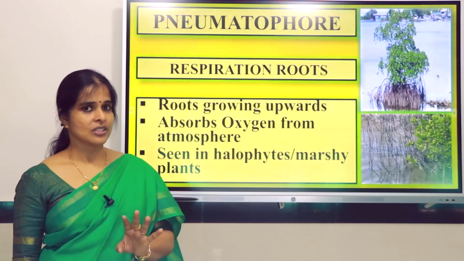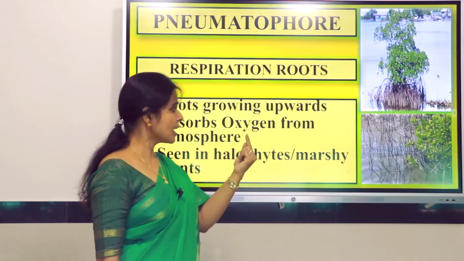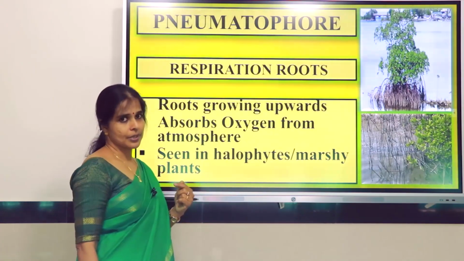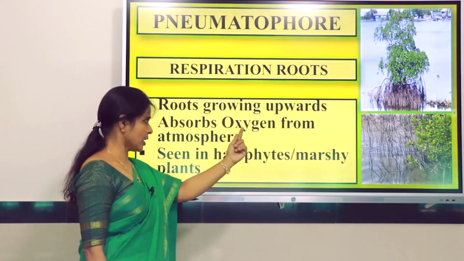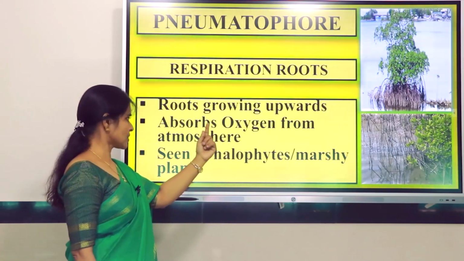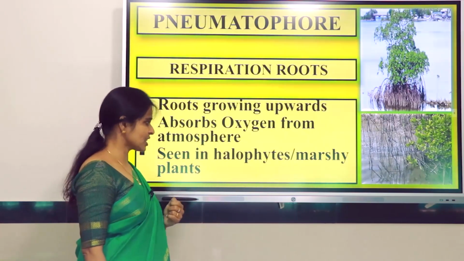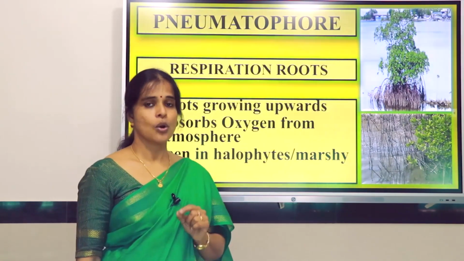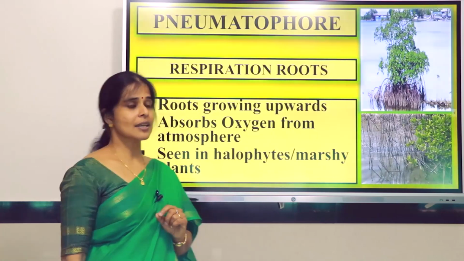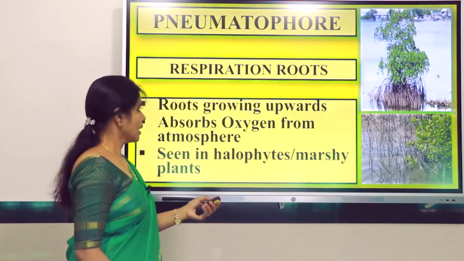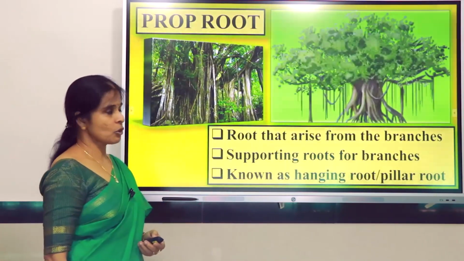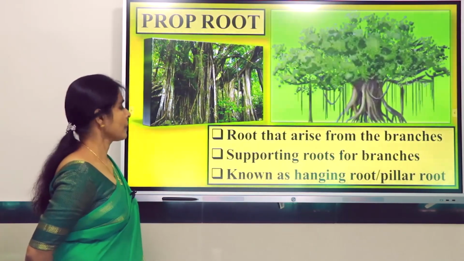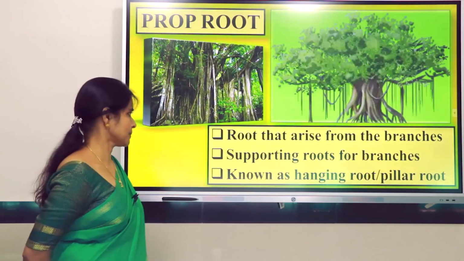So, in marshy plants, generally if you see, the roots normally grow upwards. The roots that grow upwards for respiration purposes, which are able to absorb oxygen from the atmosphere, are known as respiration roots, commonly known as pneumatophores. The third modification of the root is for supporting, which is known as prop root.